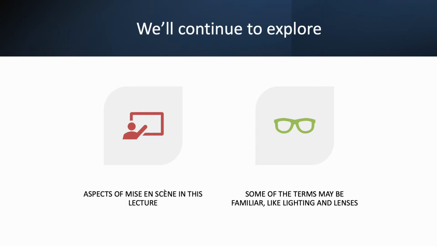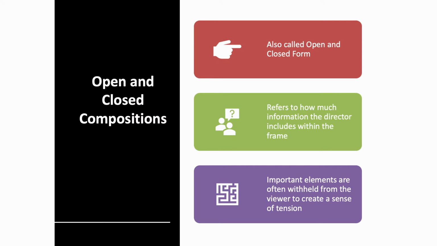We'll continue to explore aspects of mise en scène in this lecture. Some of the terms may be familiar, like lighting and lenses. Open and closed compositions, also called open and closed forms, refers to how much information the director includes within the frame. Important elements are often withheld from the viewer to create a sense of tension.